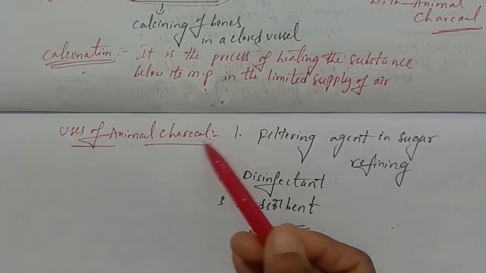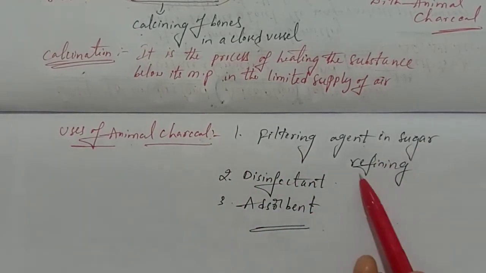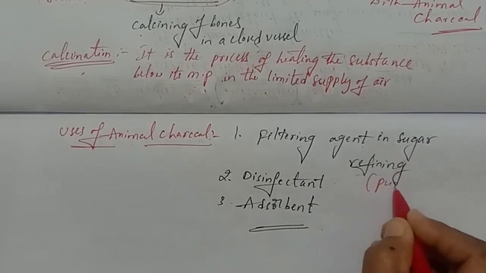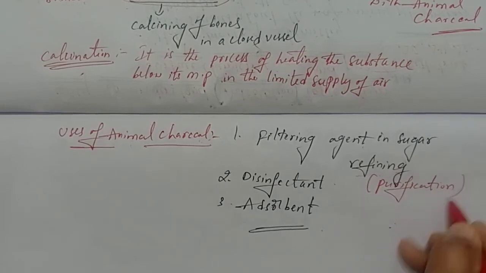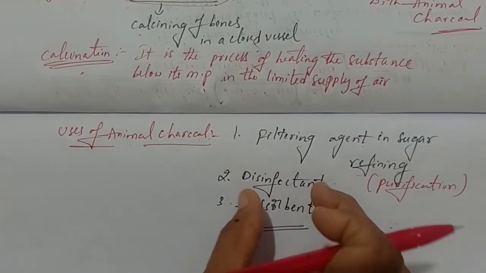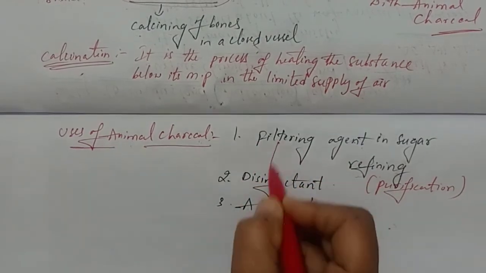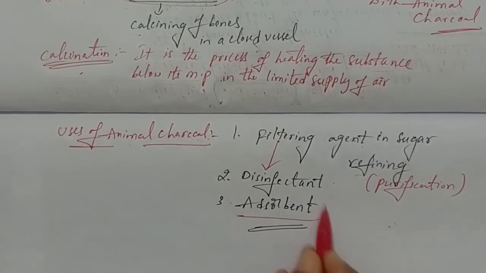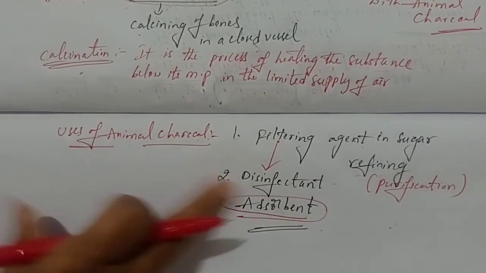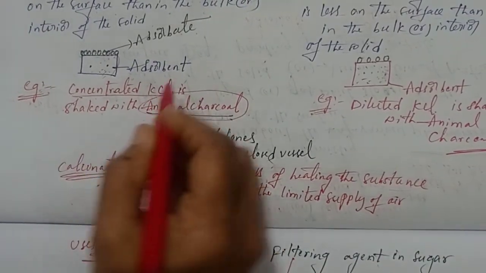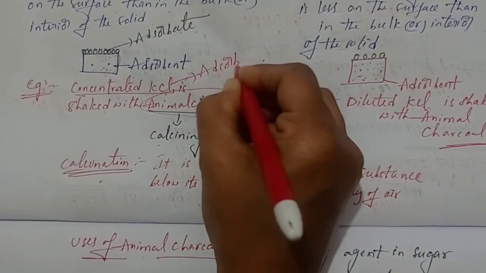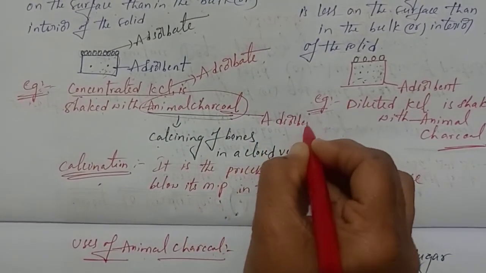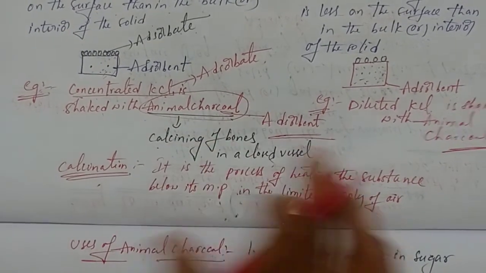So where is it used, students? It is used as a filtering agent in sugar refining, which is nothing but purification. In sugar purification animal charcoal is used, and it is used as a disinfectant, that means as a filtering agent to remove infections, and also as an adsorbent. In this, concentrated KCl is acting as the adsorbate, and this animal charcoal is acting as the adsorbent. Adsorbate to adsorbent.